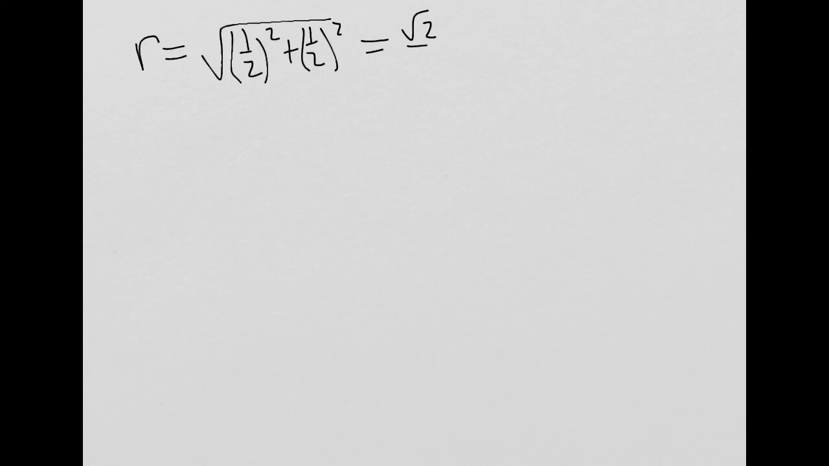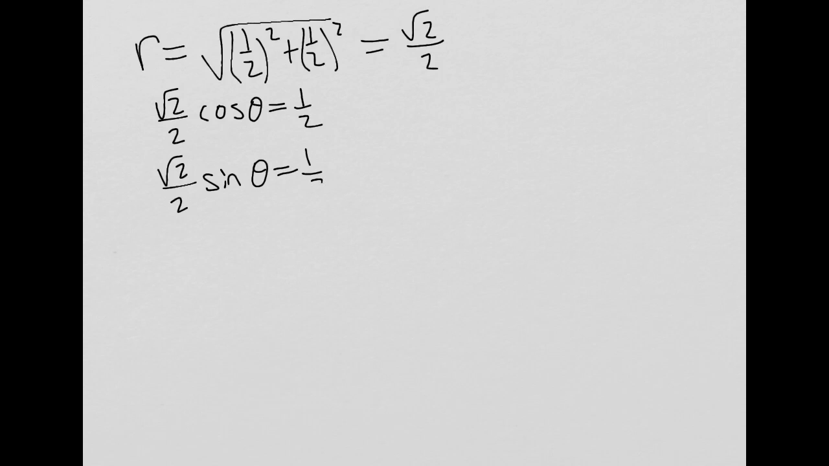So we start out by finding its modulus: the square root of one half squared plus one half squared works out to square root of 2 over 2. The other thing is that we're looking for its argument, something where square root of 2 over 2 times cosine theta equals 1/2, and square root of 2 over 2 times sine theta equals 1/2. We end up with cosine theta equals 1 over square root of 2, which is actually square root of 2 over 2. You get the same thing for the sine, and we see that the argument is pi over 4.